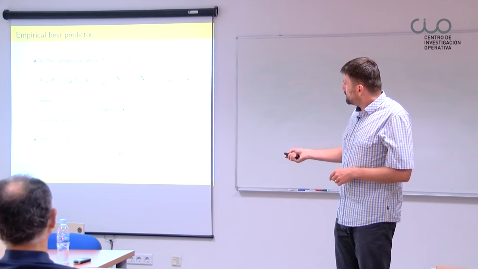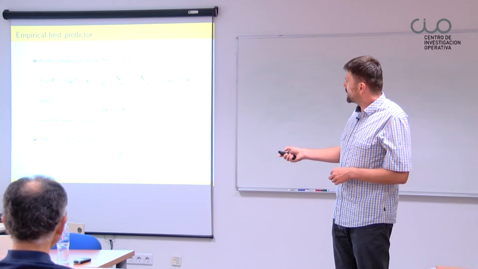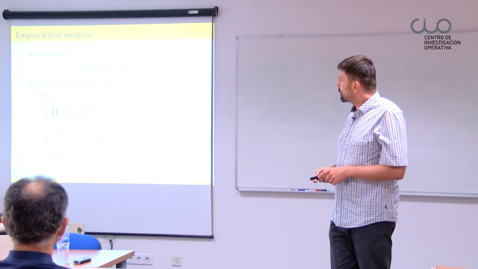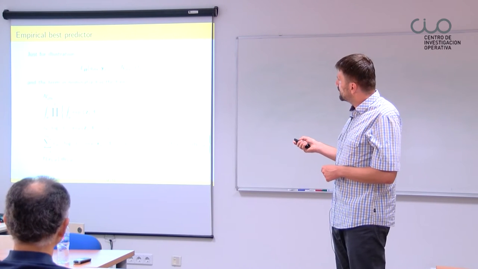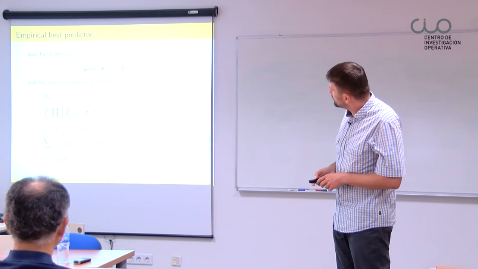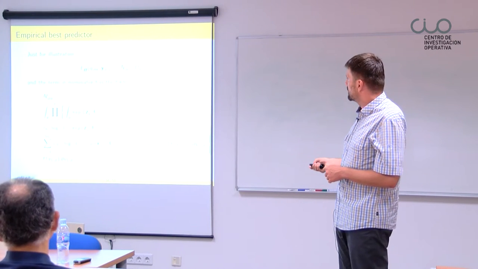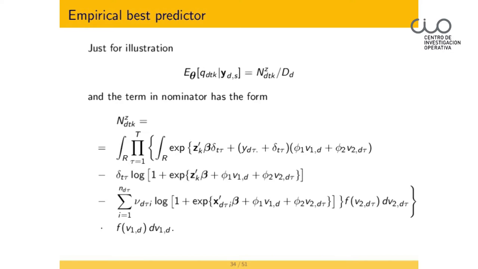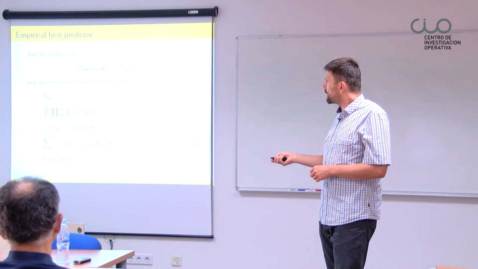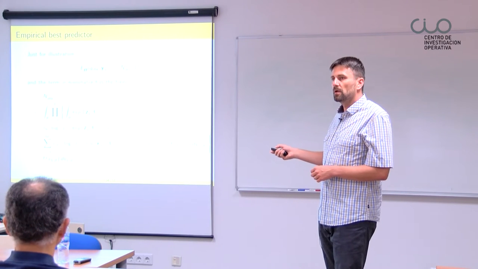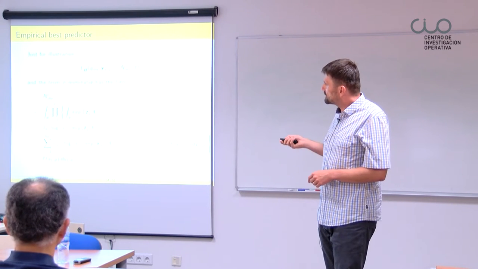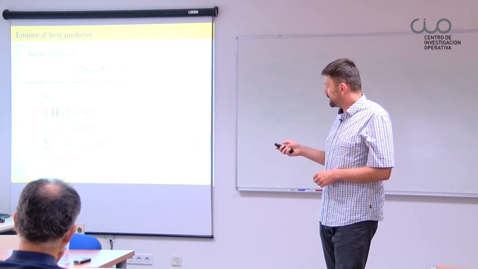Just for illustration, this is how complicated it is to calculate this term. I put in that formula, and it can be shown that it is equal to this fraction, where the term in the denominator has stuck for. So it's time plus a one-dimensional integral of this term, which cannot be evaluated, so you have to approximate the variable again. Here you use Monte Carlo to approximate this integration. So even if it is the empirical best predictor, it's not completely easy to calculate, but it can be done.